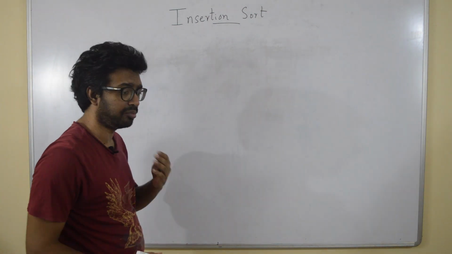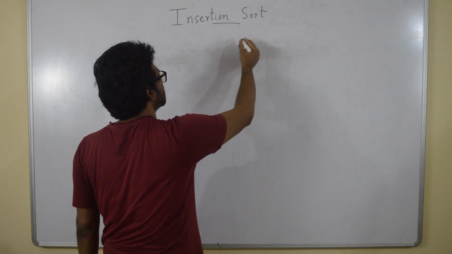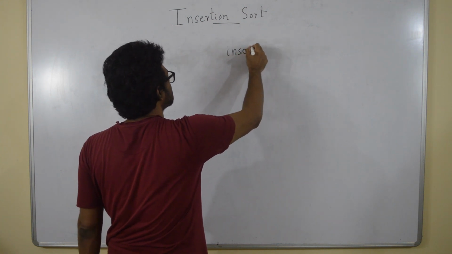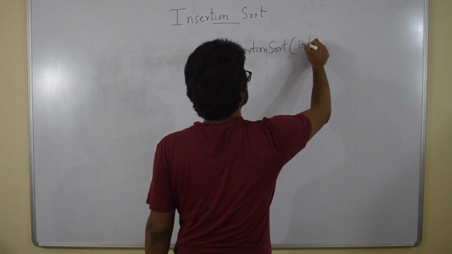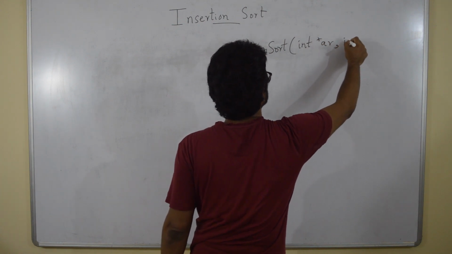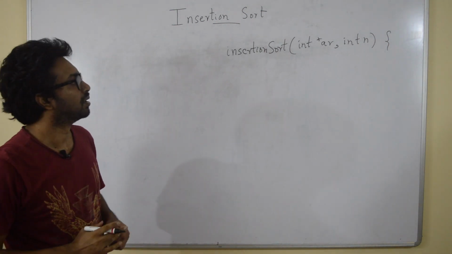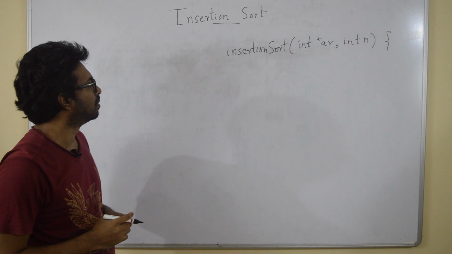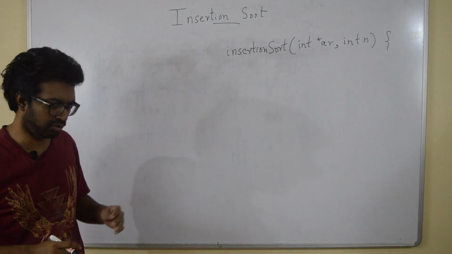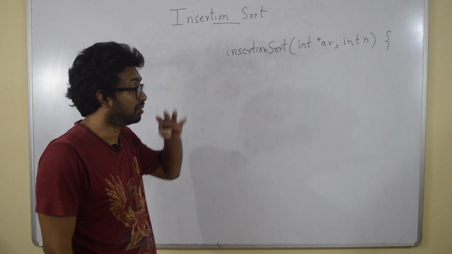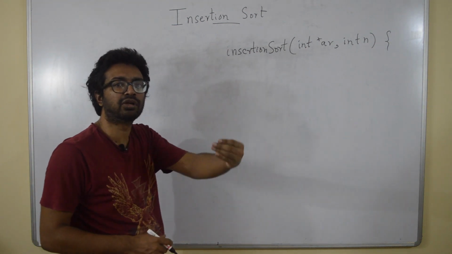What is the input? Input is going to be an array. Insertion sort. First thing, it's going to be a for loop. The first element in the array, AR of 0, is considered as a sorted array, and we're going to start from AR of 1.